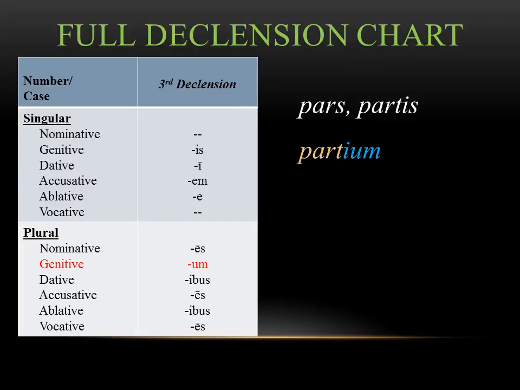Now, if we look at it, you'll notice it's got an I in there. An extra I has slid in. So compare it over to our genitive plural. That ending is now ium. This is what we're talking about when we say third declension I stem nouns. It means in the genitive plural, instead of a um, there's an ium.